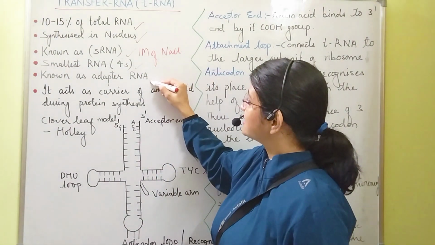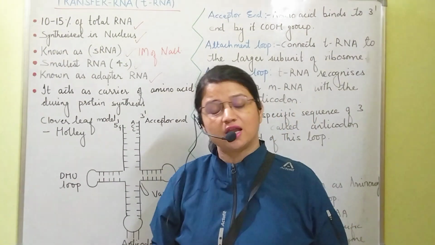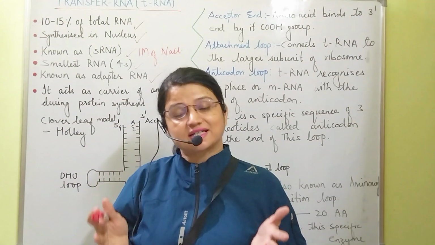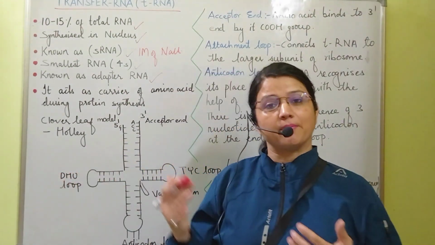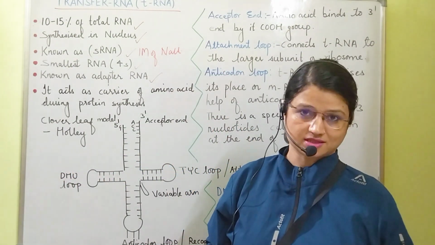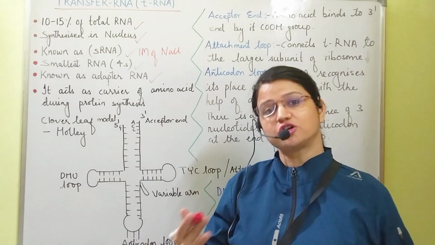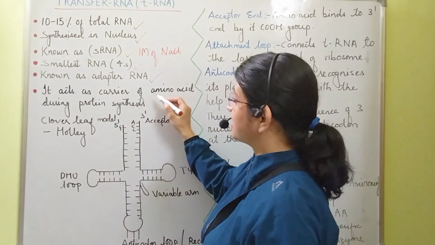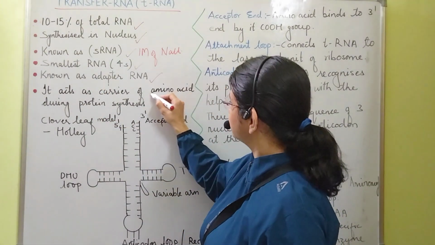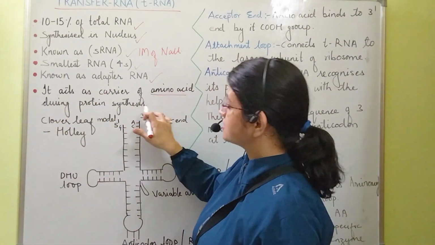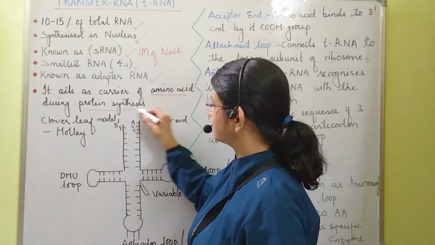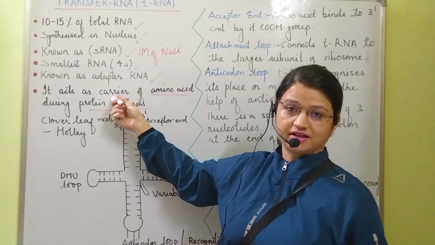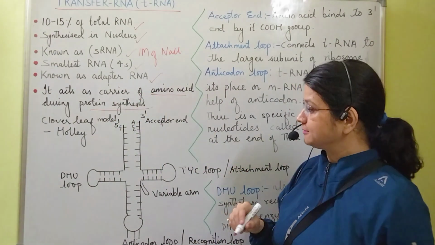It is known as adapter RNA. Now why is it called adapter RNA? Because it acts as a connecting link and brings the amino acid for protein synthesis. So if the function of tRNA is asked, you can write that it acts as a carrier of amino acid and it is required for protein synthesis. During protein synthesis, it acts as a carrier of amino acid.